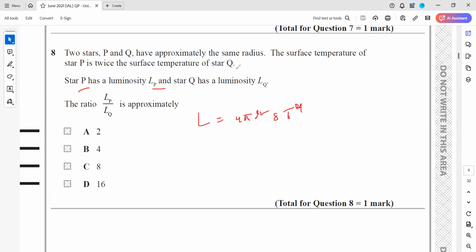So 4 pi d square. Two stars, approximately same radius, so this factor is constant. Surface temperature is twice. So if surface temperature is twice, 2 raised to power 4: 2 multiplied by 2 is 4, multiplied by 2 is 8, multiplied by 2 is 16. So this will become 16 times.